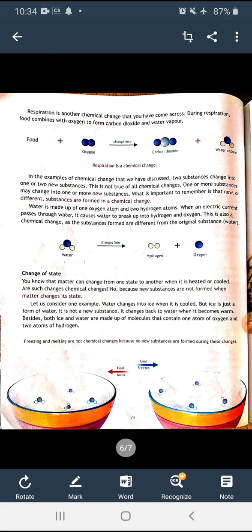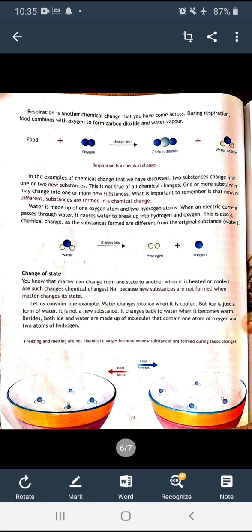In the examples of chemical change that we have discussed, two substances change into one or two new substances. This is not true of all chemical changes. One or more substances may change into one or more new substances. What is important to remember is that new or different substances are formed in a chemical change.